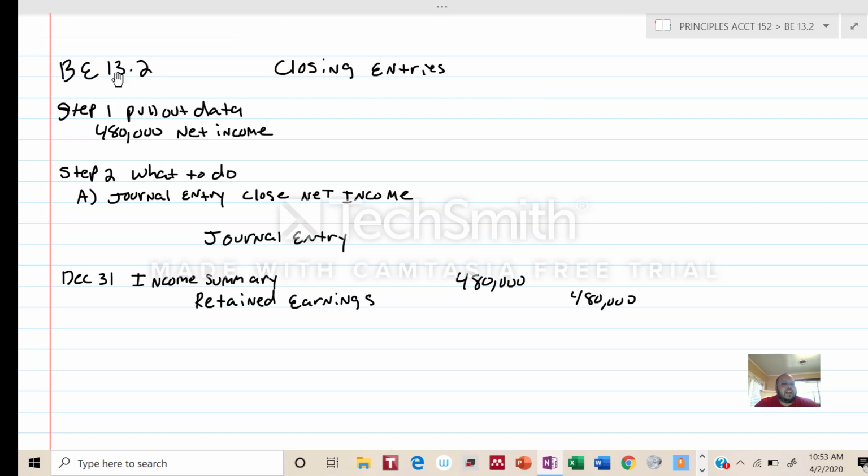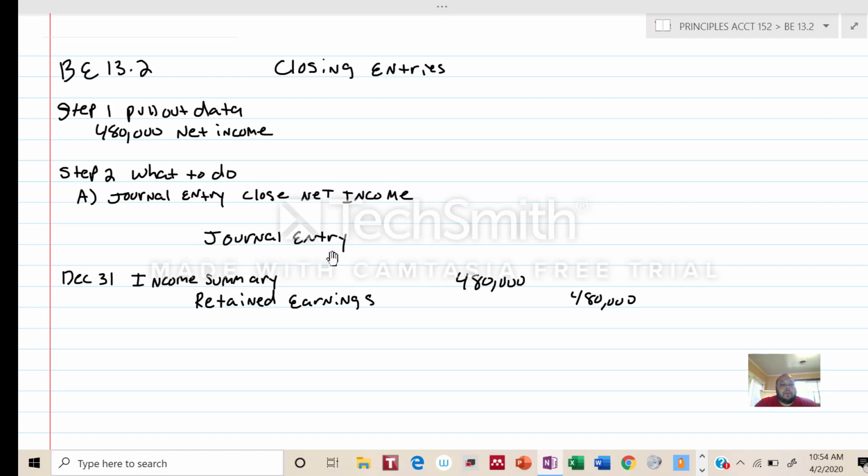So brief exercise 13.2 is dealing with closing entries. Like always, step one, you want to pull out your data. The problem reads, at December 31st, Ortiz Corporation reports net income of $480,000. Prepare the entry to close net income. Step one, pull out our data: $480,000 net income. Step two, what are they asking us to do? Here they want us to do a journal entry to close net income.